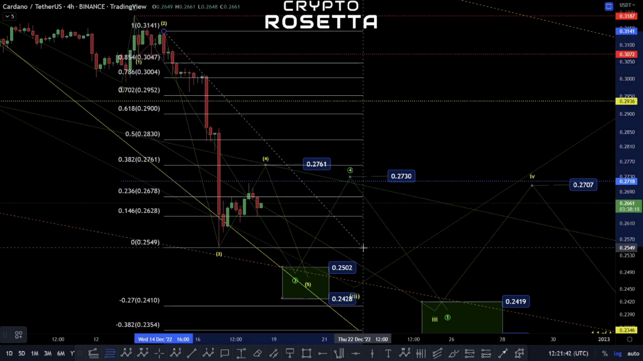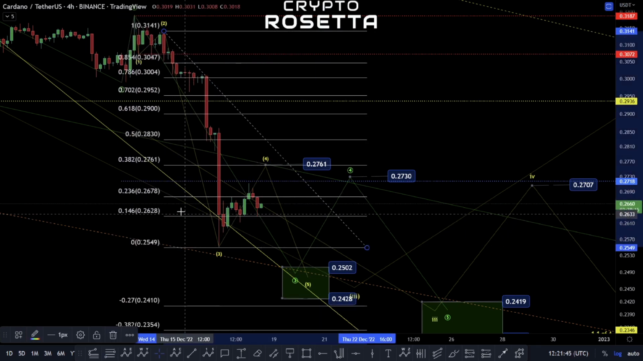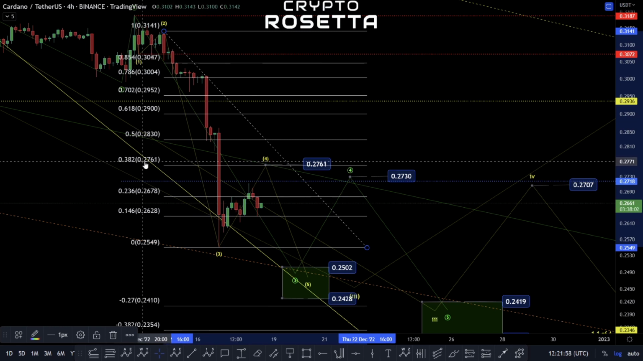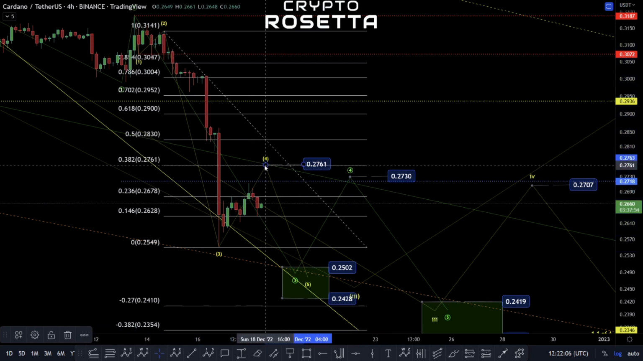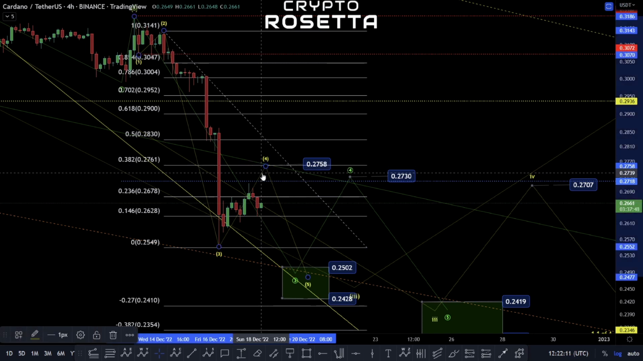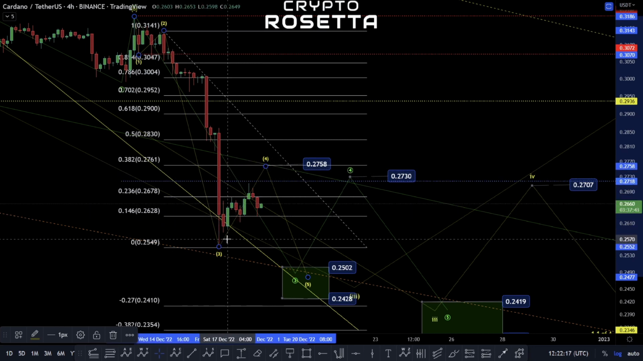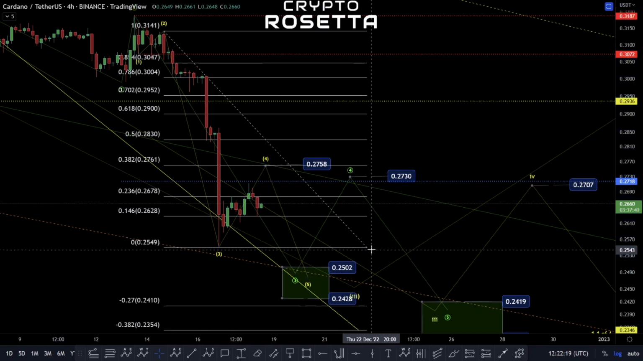Now, we've hit the minimum of this. We can see here this 236 is basically sort of well, 146 is actually the minimum, but we've moved into this range. We could move as high as this 382 and this, sorry, this 0.5 up here. So that's 2830 and this 2761. It is possible for this fourth wave to move up higher there, but the most likely area for it to target out is this 382. And what we'd be looking at here is for continuation to the downside after that point.